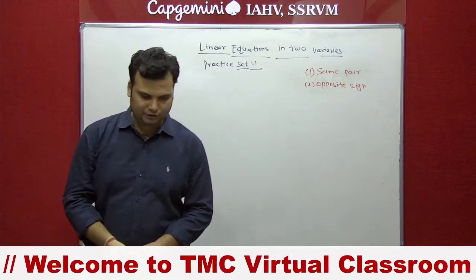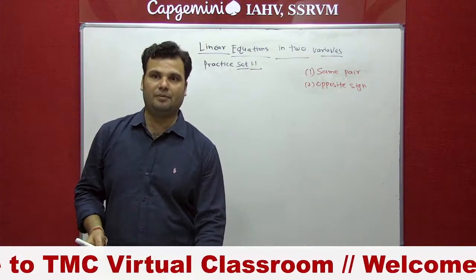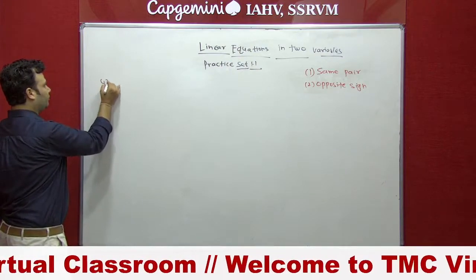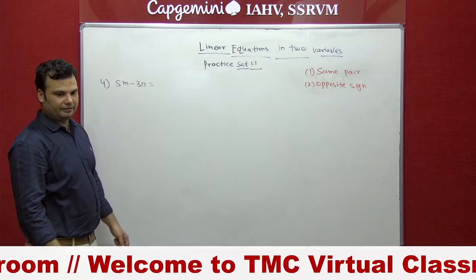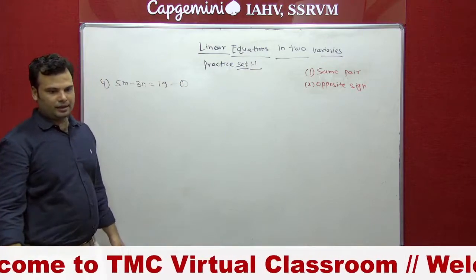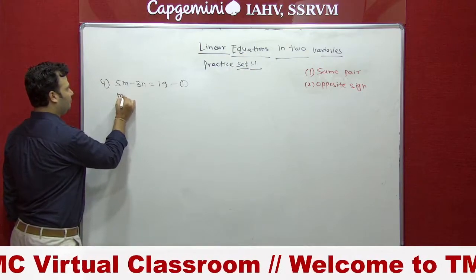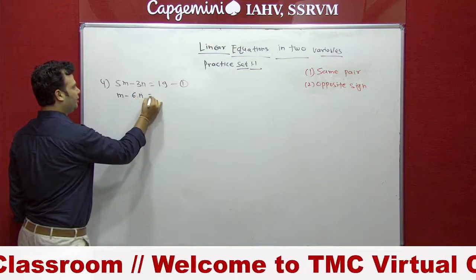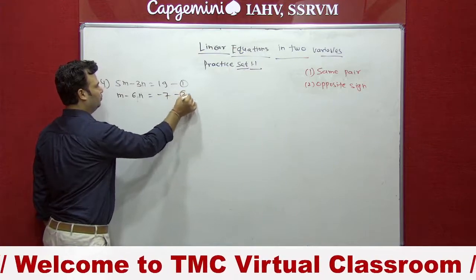Same way, students, we can solve sum number 4. Sum number 4 is given: 5m minus 3n equal to 19, that is equation number 1, and m minus 6n equal to minus 7. Equation number 2.